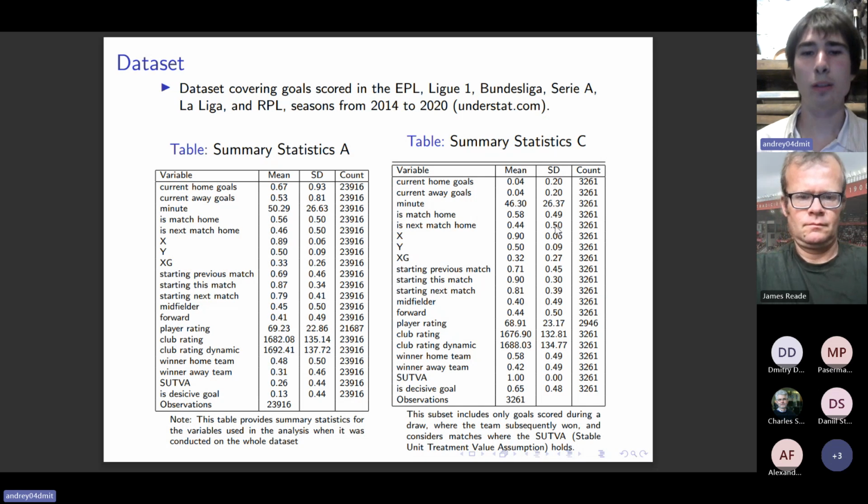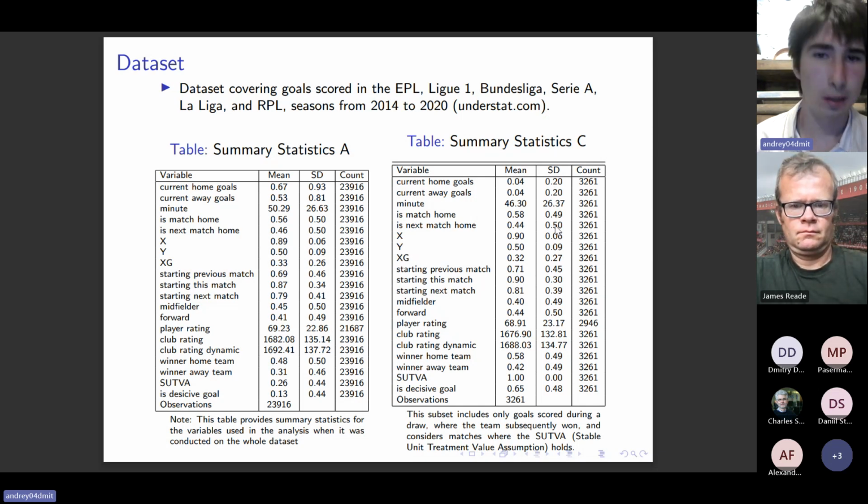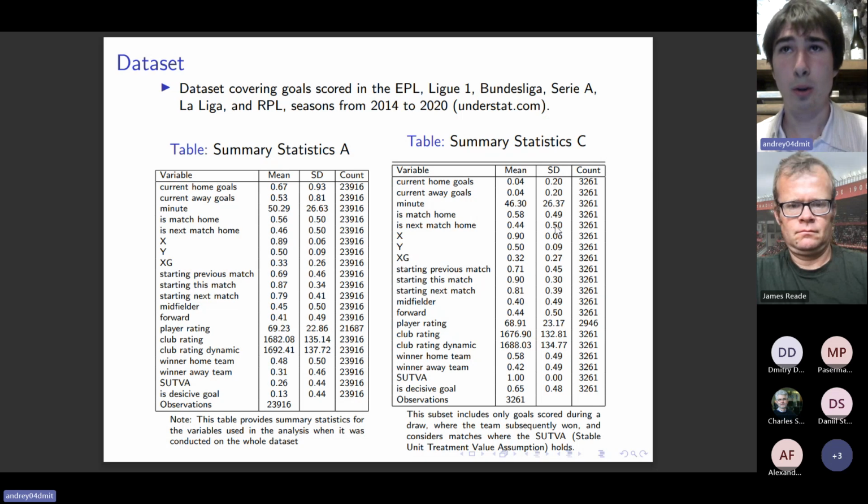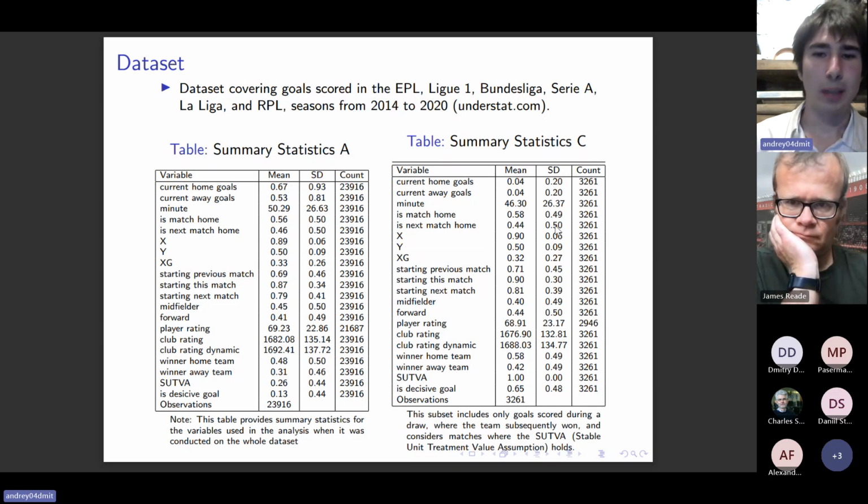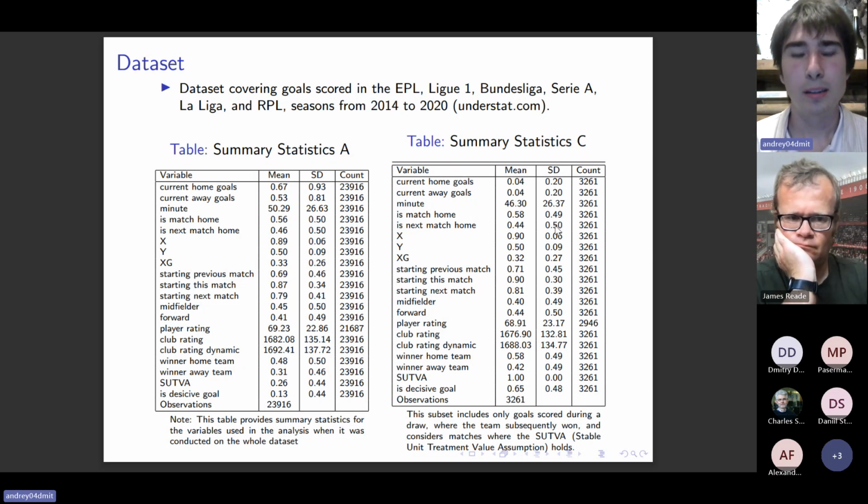In comparison, a non-decisive goal is a goal which was scored when the score was equal, but after the goal, one of the teams scored a goal. A decisive goal may seem like a very valuable goal for a team because there was a draw and then a player scored a goal and only by this goal the team won. If you have any questions throughout the presentation, you're free to ask, of course.